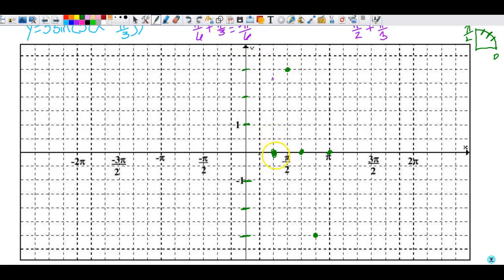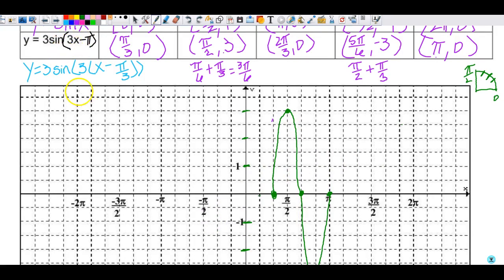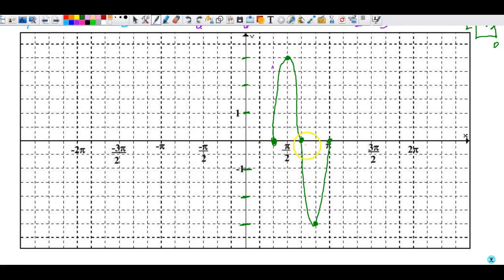I know a lot of time is wasted on this video on me having to redraw stupid things. Okay, so there is one cycle. One cycle, and your period is, we take 2 pi and divide it by 3, so it's 2 pi thirds. That is 2 pi thirds from here to here. Then I'm just going to repeat my graph because it is periodic, so I can tell where my zeros are.